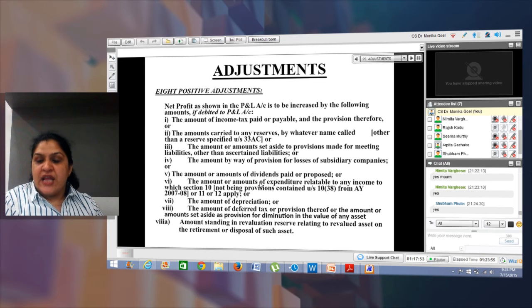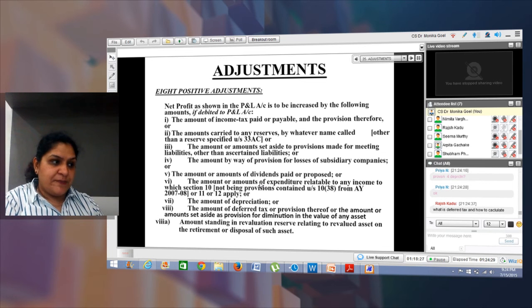Amount of depreciation: any depreciation that you had in the books, whether it was normal depreciation or revaluation depreciation, just add the complete depreciation while making the 8 positive adjustments. The point number 8 we have already discussed. Amount of deferred tax or provision thereof, or amount set aside. Do you know what is provision for depreciation? Yes, of course it has to be added back, right? So now coming to what is deferred tax and how do we calculate it? I was coming to that only.